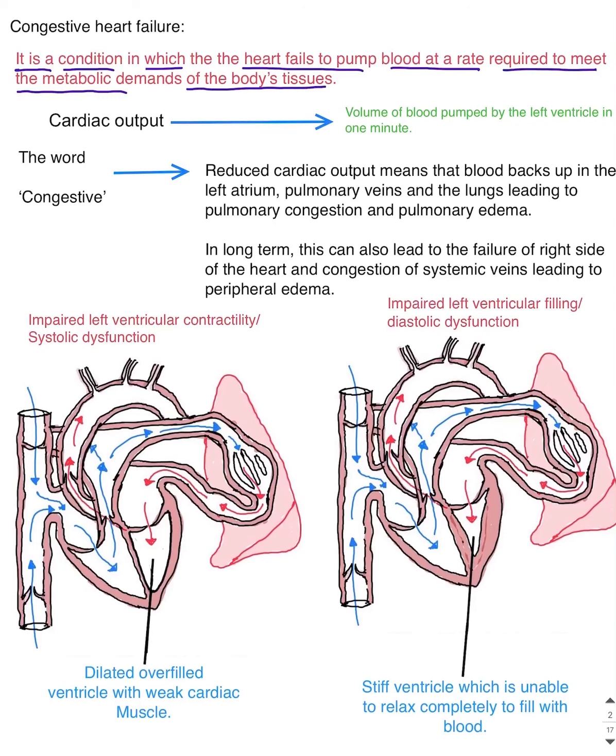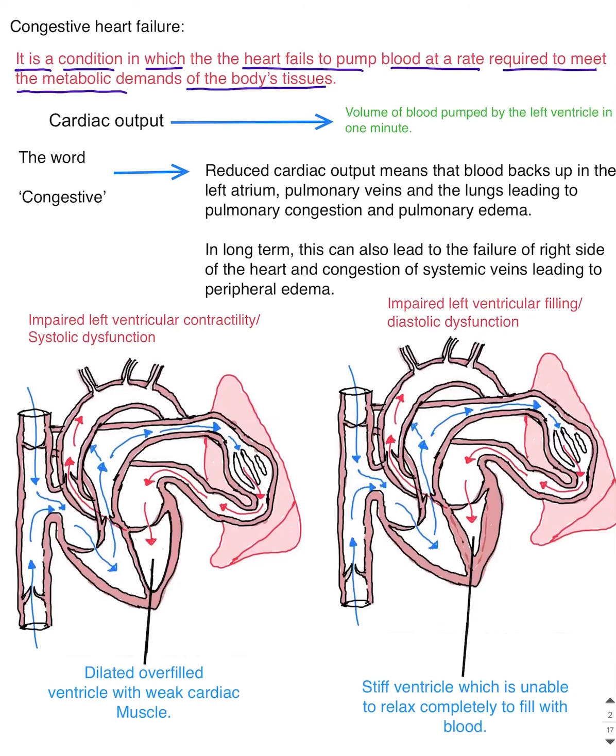So what happens normally is that the left ventricle of the heart is pumping around 5 liters of blood to all the cells of the body, providing them with glucose and oxygen. The cells of the body use this glucose and oxygen in aerobic respiration to produce a sufficient number of ATP in order to meet their metabolic demands.